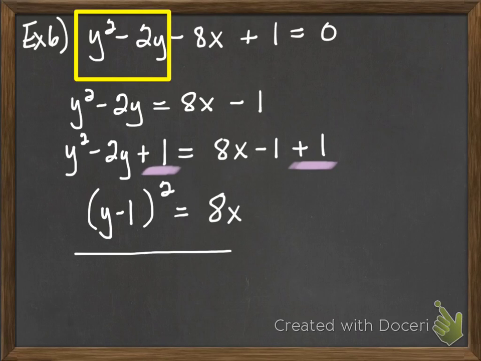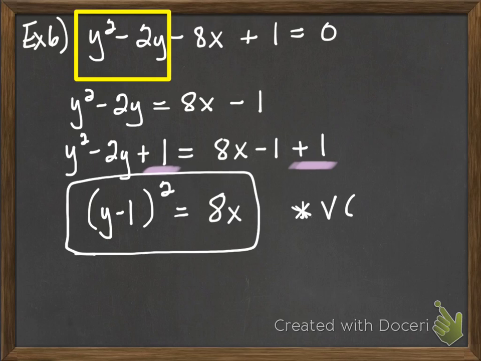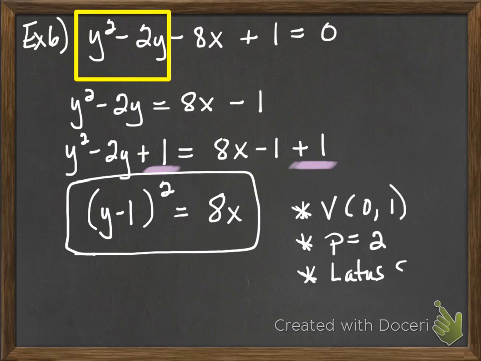Okay, we're not going to graph this one, but we'll collect everything that we need to graph. What's something that I need to graph? The vertex. What would be the vertex? 0, 1. What else do I need to graph? The p-value. What's the p-value? 2. What else do I need to graph? The latus rectum. How long is the latus rectum? 8. And the last thing I need is the direction of the parabola, to the right. And then you would graph it.